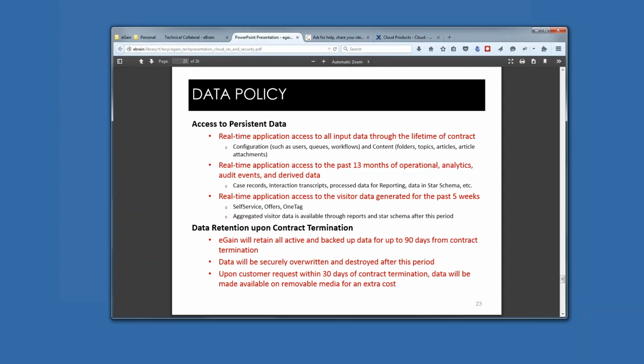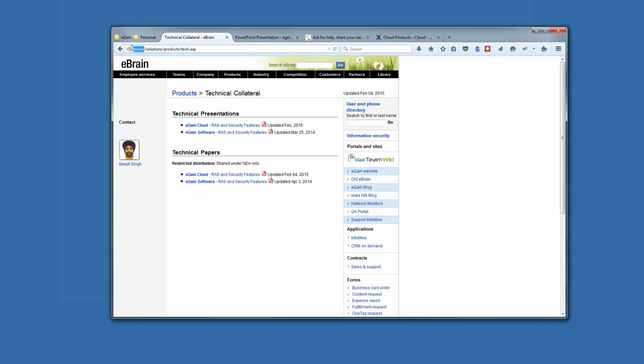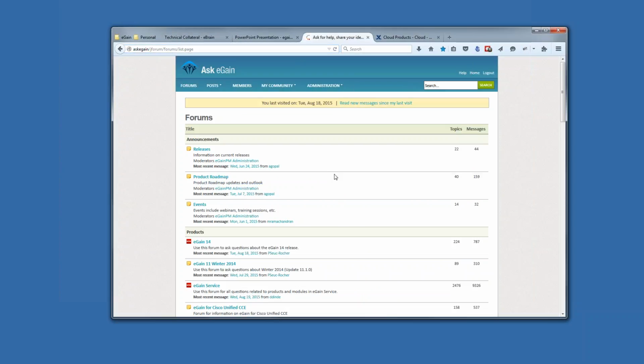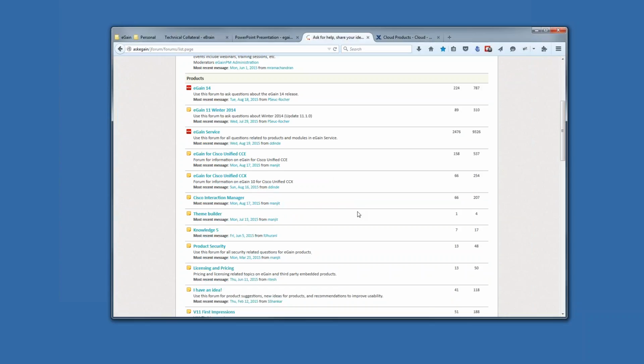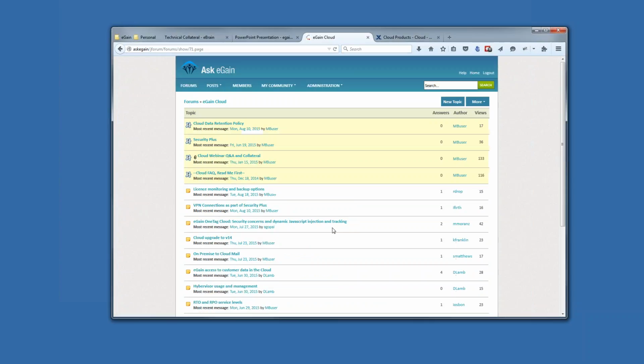The next place you should always be looking for information is Ask eGain. This is similar to eBrain. Hopefully you're all familiar with this. This is the place where you can go to get product questions answered, and also cloud questions answered. Cloud has its own section, eGain Cloud, down here. Within this is basically a forum where you can post and get your questions answered by me or someone else from the cloud team, whoever would do it.